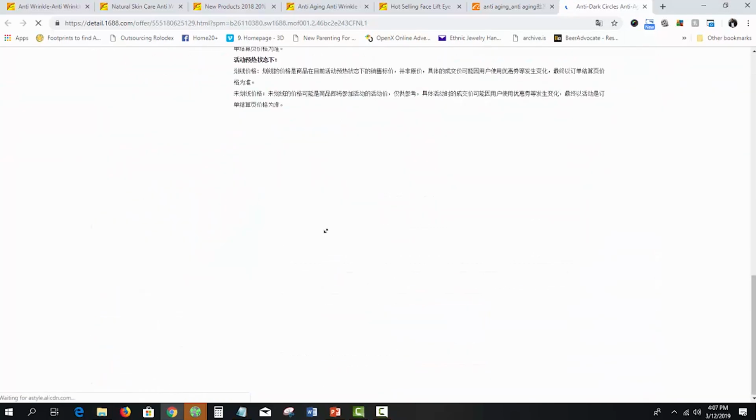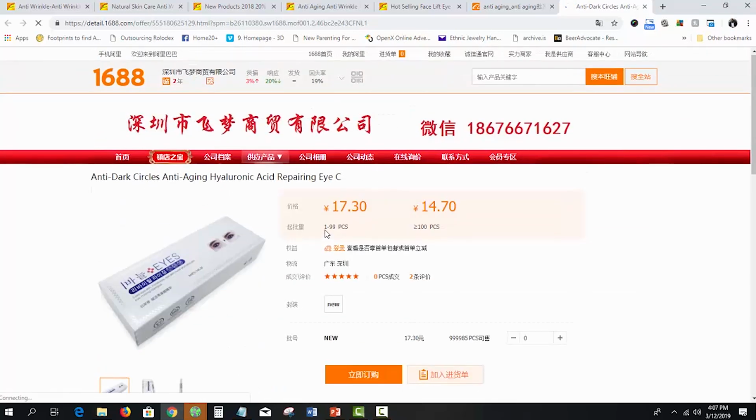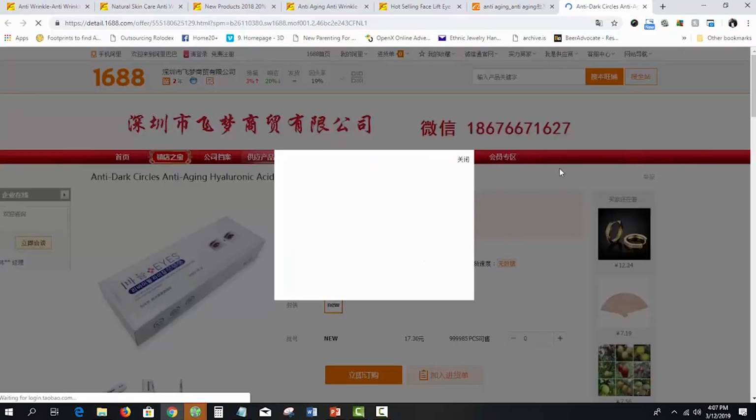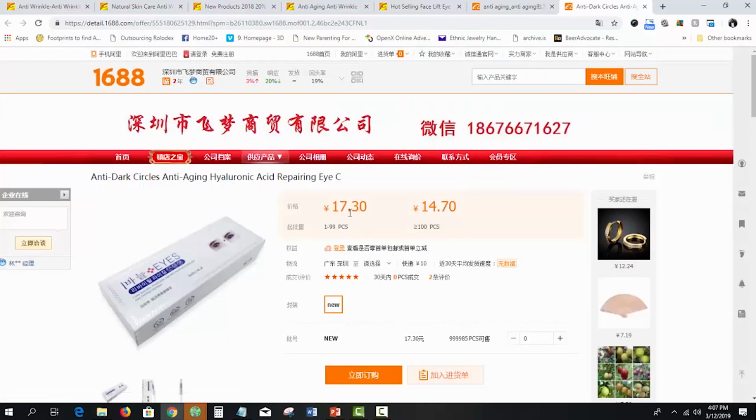But now I know, according to this site, if I'm buying 1 to 99 pieces, I can buy it for 17.30. If I'm buying more than 100, I can buy it for 14.70.